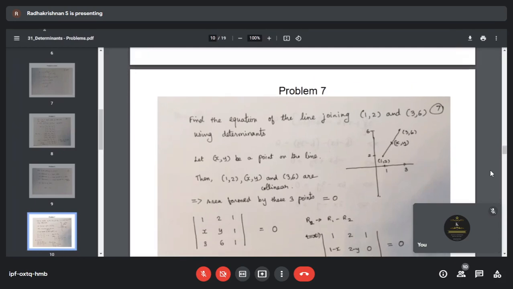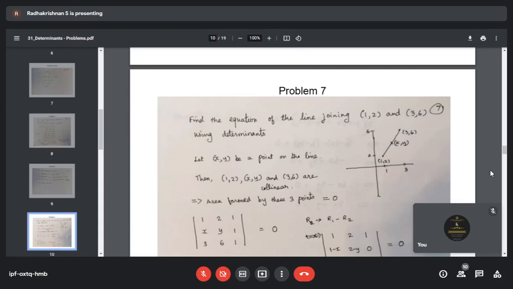We saw that the area of the triangle formed by any three points is given by x1, x2, x3 as the first column, y1, y2, y3 as the second column, 1, 1, 1 as the third column. That is how we put it, and then evaluate the determinant. That is the area of the triangle, right? So you put 1, x, 3, the three x coordinates: 1, 2, x, 3, 6. Then my second column: 2, y, 6. Third column you put as 1, 1, 1. Then you calculate the area by evaluating this determinant.